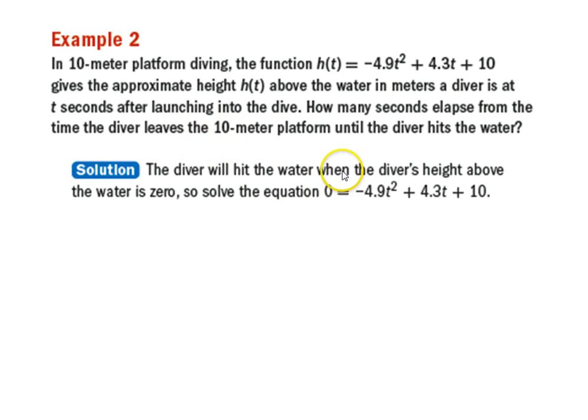So the diver will hit the water when the diver's height above the water is 0, so solve the equation. 0, because we want the height to be 0, because he's hitting the water, equals negative 4.9 t squared plus 4.3 times t plus 10. So we're going to solve this equation for when this diver hits the water, because that is the diver's height when he or she hits the water after t seconds. So now we have a quadratic equation.